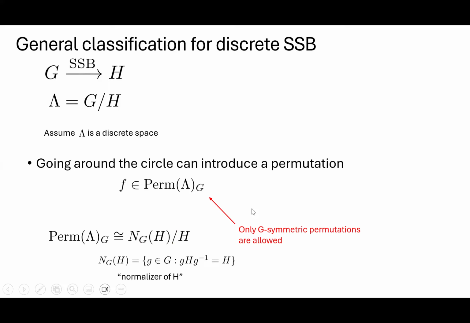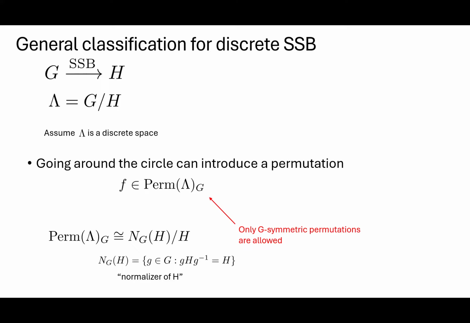There's also some math you can do that says this group of G-symmetric permutations can be written as this algebraic thing. You take this subgroup H, which is the residual symmetry after spontaneous symmetry breaking. You compute its normalizer, which is the largest subgroup of G such that H is a normal subgroup. And then you compute this quotient. Anyway, that's a math statement.